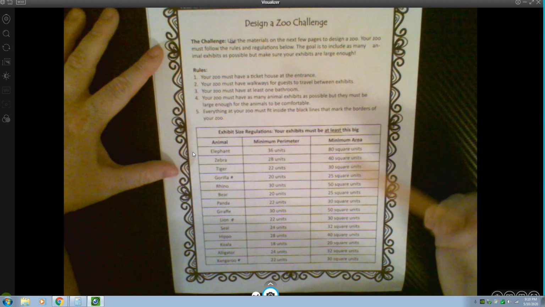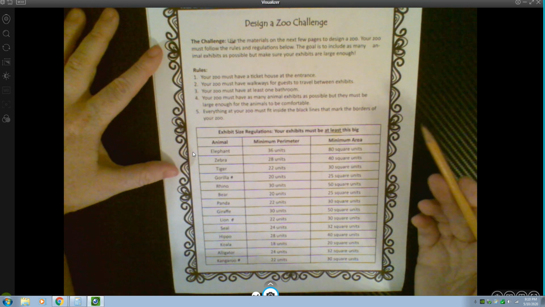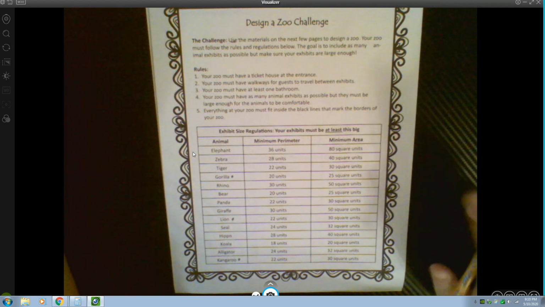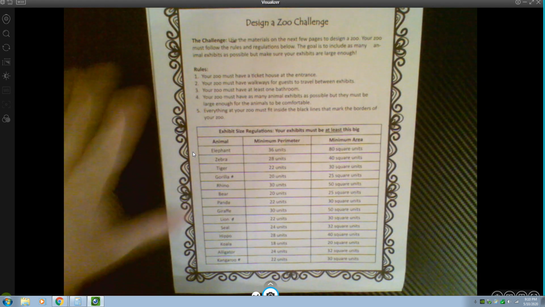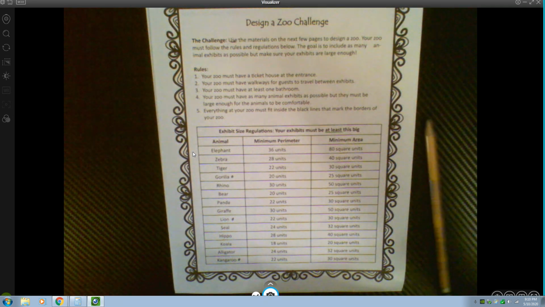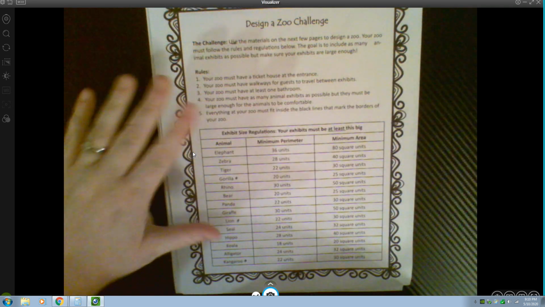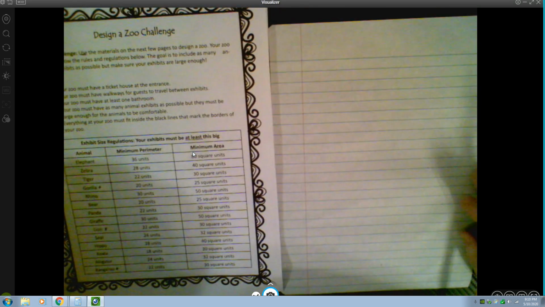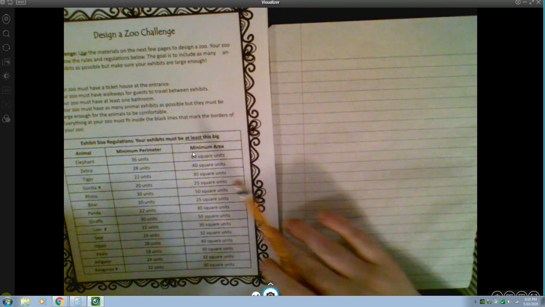Now, of course, I want to have as many as I possibly can fit, like it says in rule number 4, but I just want to have a few to start with so I know how much space I'm going to need for those things. Okay, so I'm going to grab a clean piece of lined paper. I'm going to start with the gorilla here.